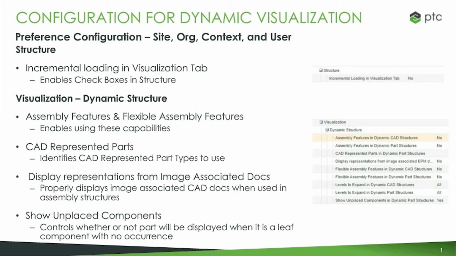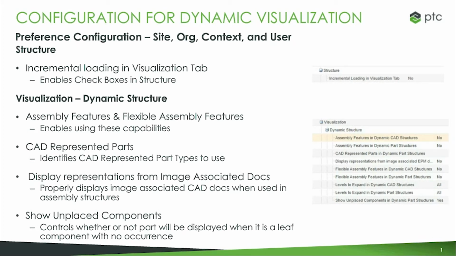The top three here are the different features I'm going to go over in a moment. That is assembly features and flexible positioning, which is where you override geometry or positioning. CAD represented parts, which is where you actually tell it to load that geometry from a CAD instead of from the part structure. And displaying the representation from image associated content. Again, I'll get into more detail on that in a bit.